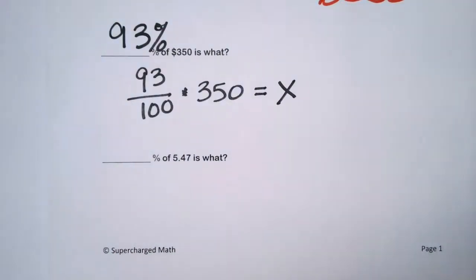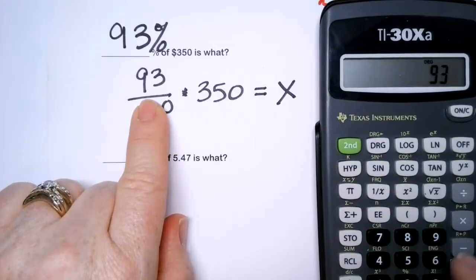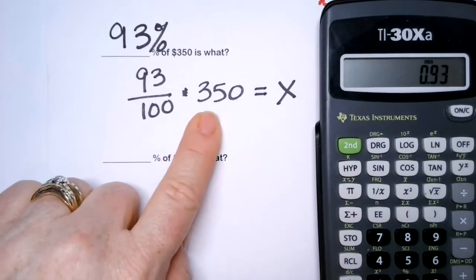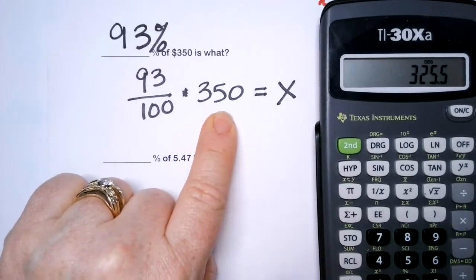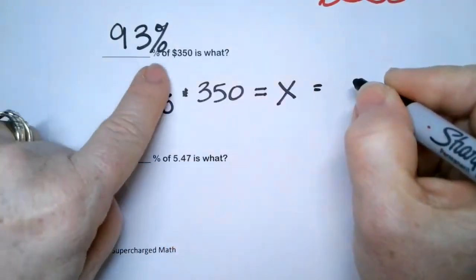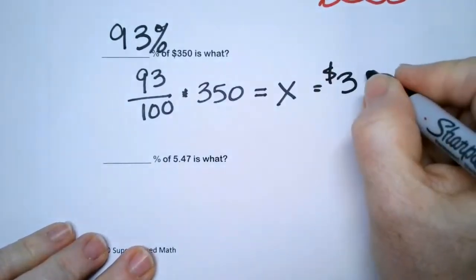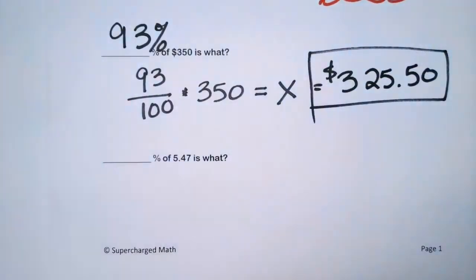Okay, great. So let's go ahead and type it in. So I have 93 divided by 100. This is why we use a calculator as a tool, so we can catch it when we make mistakes. Times 350. So I have 325.5. So 93% of $350 is, let's put our dollar sign, 325.5. So $325.50. Good.